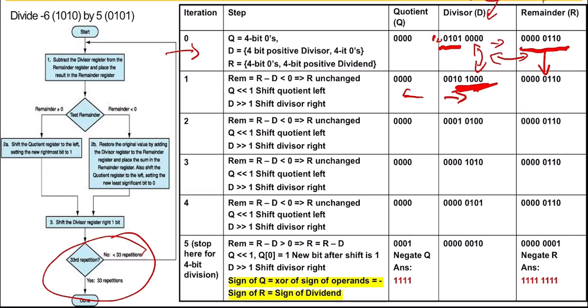Now we're going to go through the next iteration. We're going to check, is divisor greater than the remainder? If it is true, just copy the remainder down. And again, shift the divisor to the right and shift the quotient to the left. So when you shift the quotient to the left, you get this. When you shift the divisor to the right, it's going to put 1 0 here, and it's going to take this 0 here, and it's going to give you this number, right?